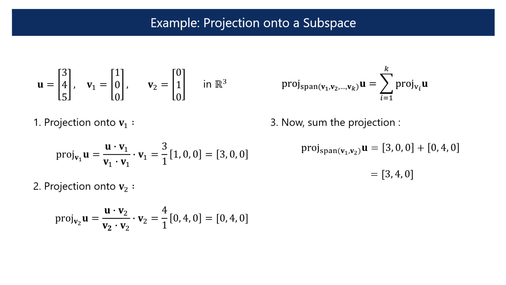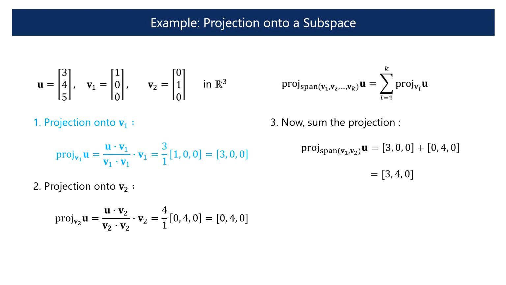Let's see a simple example. Consider a vector u and a subspace spanned by vectors v1 and v2 in R3. To project u onto the subspace spanned by v1 and v2, we compute the projection onto v1, the projection onto v2, and then sum the projections.